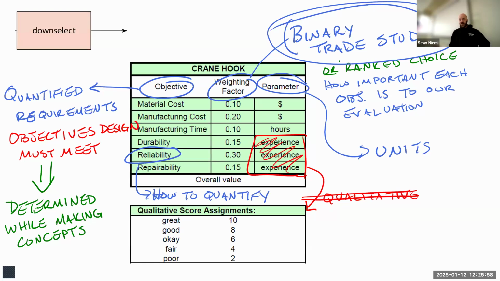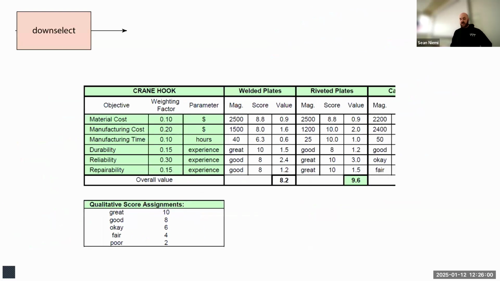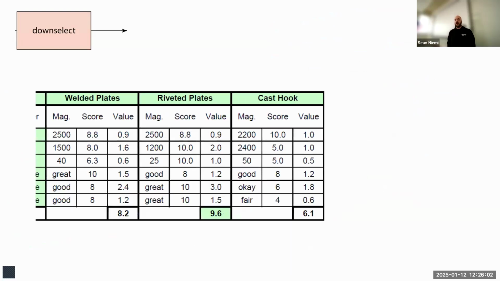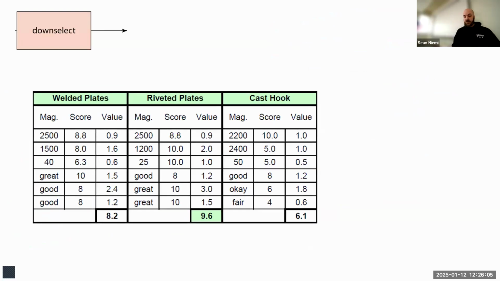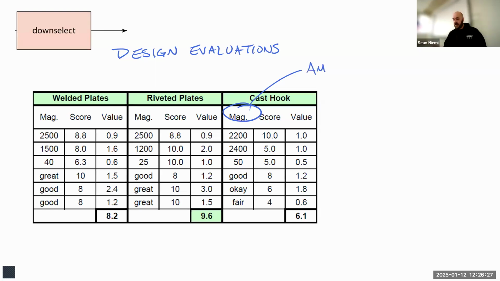All right, so this is the first half of our decision matrix. Let's go ahead and look at the second half. Like I said before, this is all of our design evaluations side of our decision matrix. All right, we've got a couple of different things here. First thing is going to be our magnitude. This would be just the amount of that parameter.